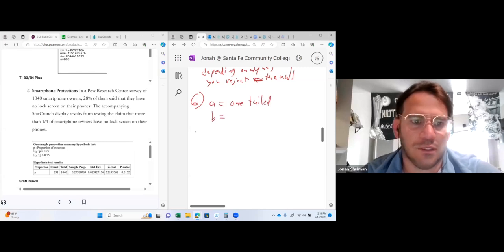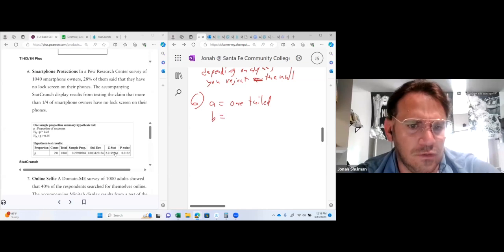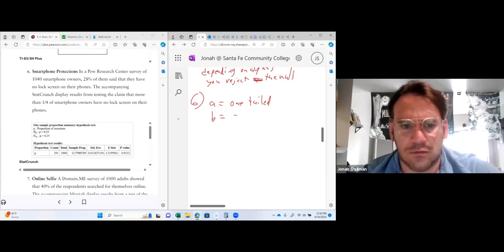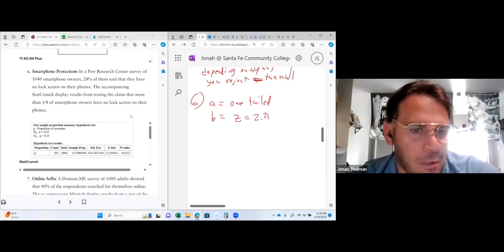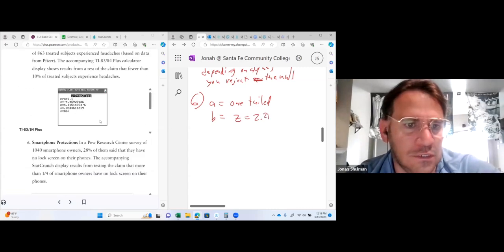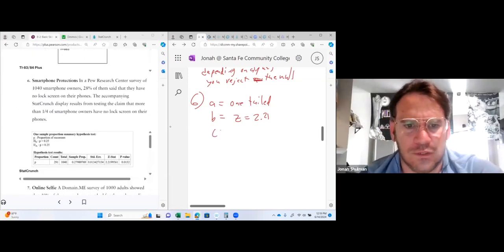Let's see what they want for B. What is the test statistic? It's right here. So Z is 2.21. That's our test statistic. What is the p-value? See, the p-value is 0.0132.